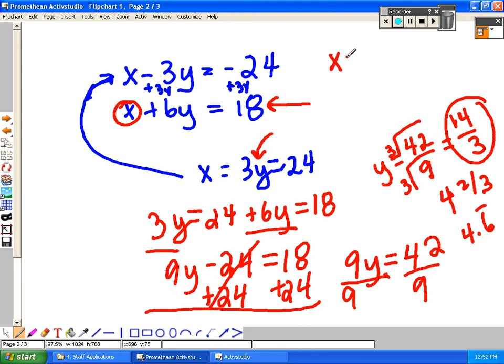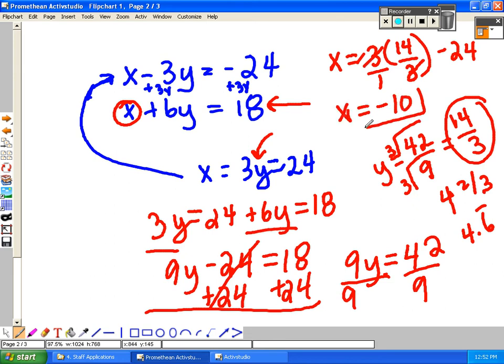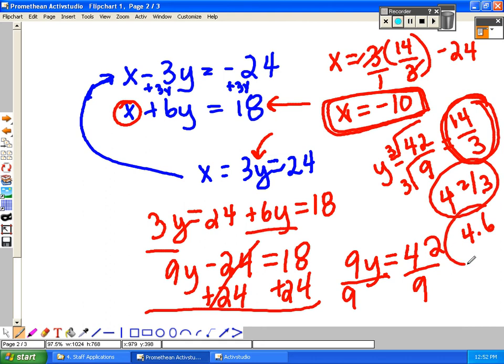So instead of x equals 3y, I'm going to say x equals 3 times 14 over 3 minus 24. Now, multiplying 3 times 14 over 3 is pretty easy because the 3's cross out diagonally and you're left with 14 minus 24, which gets you your answer for x, negative 10. So our answer is, this is our y, and this is our x. But remember, any of these would have been fine when you wrote it for y. All right, number 6.